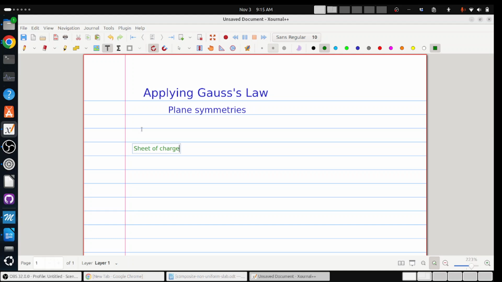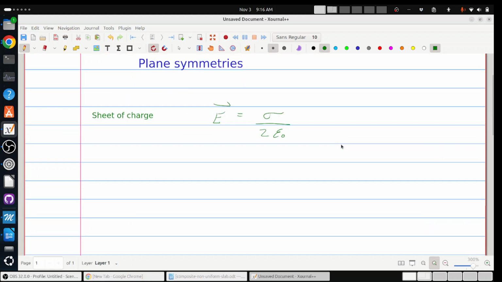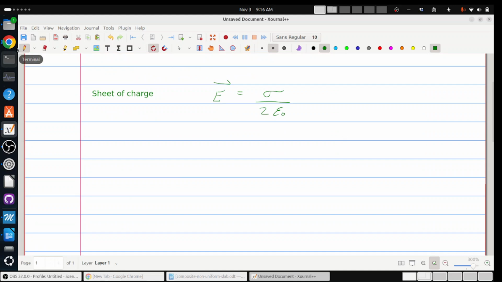That we ended up having an electric field. The electric field was given by the surface charge density over 2 epsilon naught. I'm not going to show how we got that again. Go back and look at those other examples. So now we're going to talk more about a slab of charge.